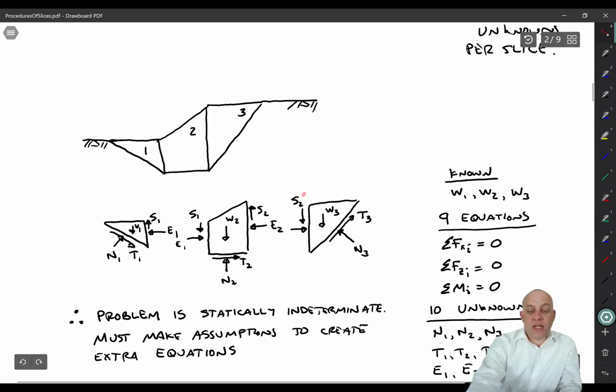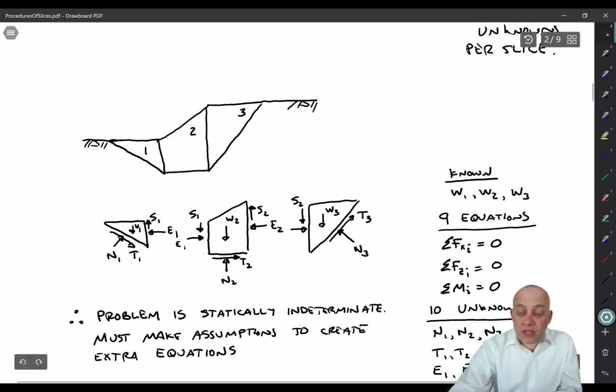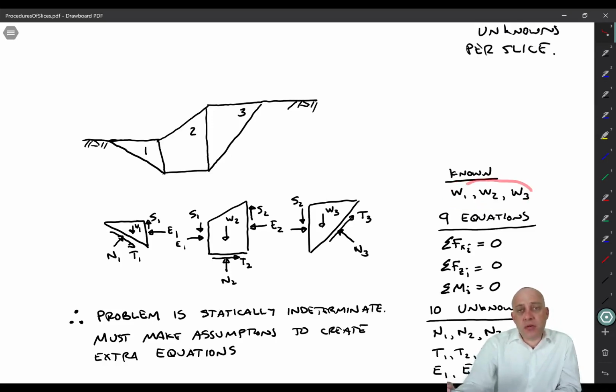And then E2 and S2 also act on the left side of slice 3, and slice 3 similarly daylights at the top of the slope, so there's no E3, S3 acting on it. You just have E2, S2, W3, T3, and N3. So we know W1, W2, and W3 because we know the unit weight of the soil. We know the areas of those slices, so it's easy to compute them.